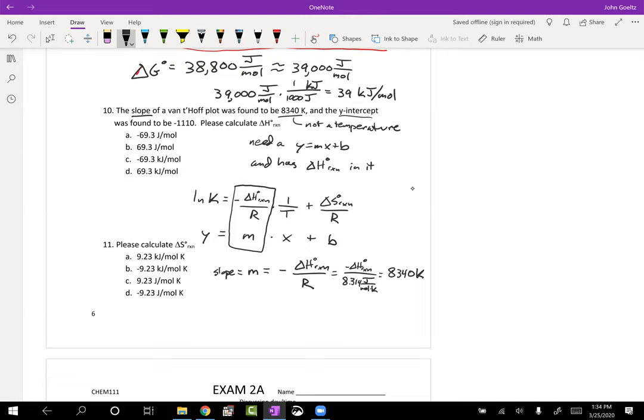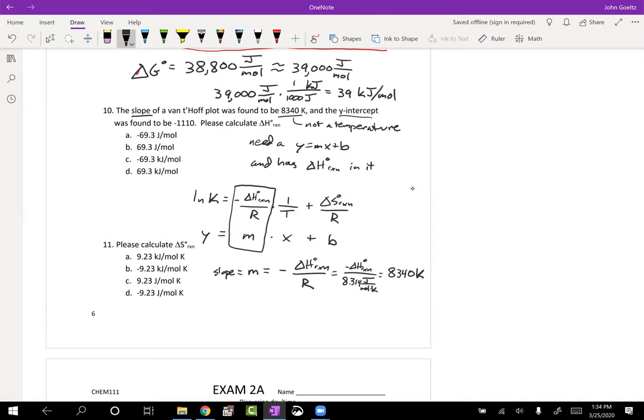And this is where you can see the need for the slope to have units. And of course, if you plot something in Excel or Google Sheets, then it won't come out with units, right? You've got to keep track of them yourself. But the slope here with units of Kelvin will let me calculate a delta H in joules per mole, which is good. So let's rearrange this down here.